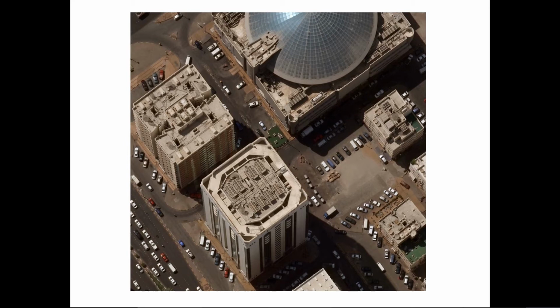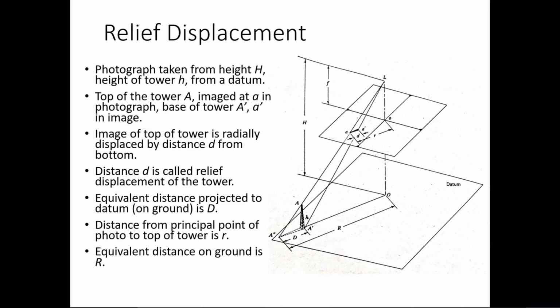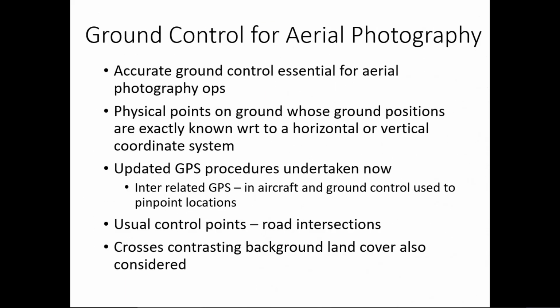Similarly, maybe an intersection of the road, a marking on the road, or a signboard on the road, all these things, if you know the exact GPS coordinates, you can correlate those points on this photo, and using that, you can figure out the coordinates of any particular point or feature on this photo. So for that you need ground control points or GCPs. So ground control is very important for aerial photography.